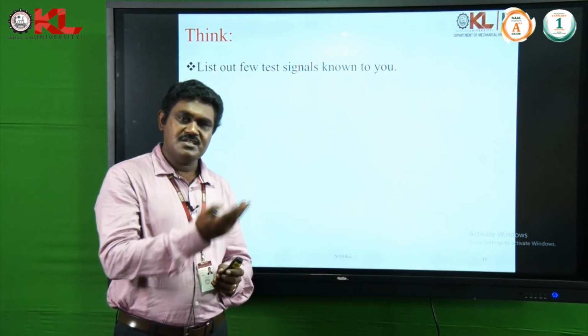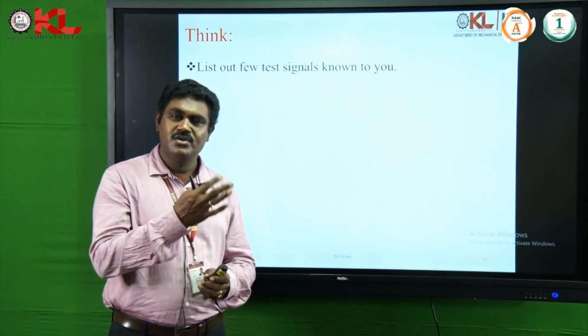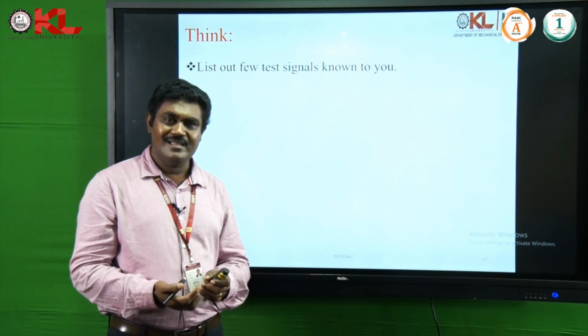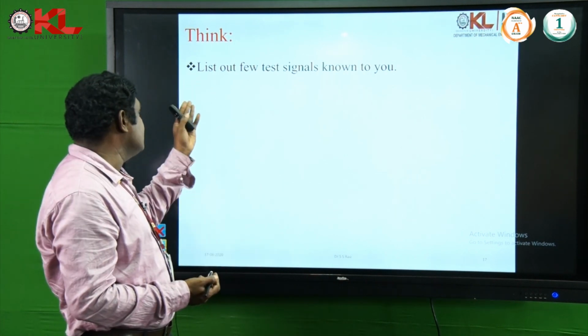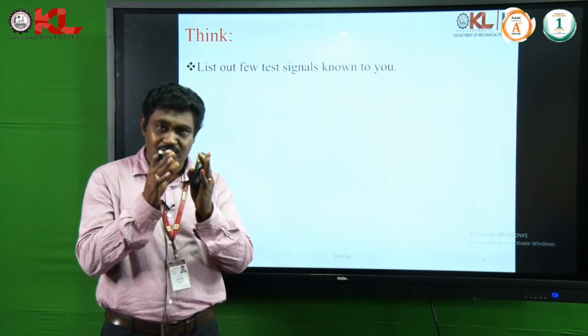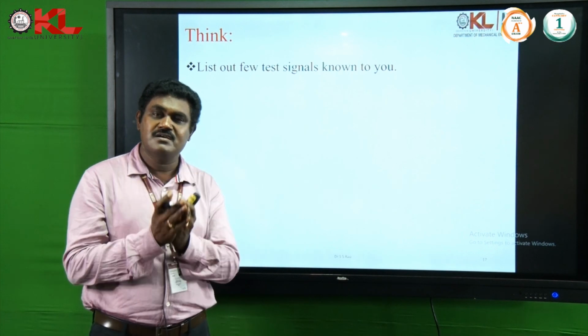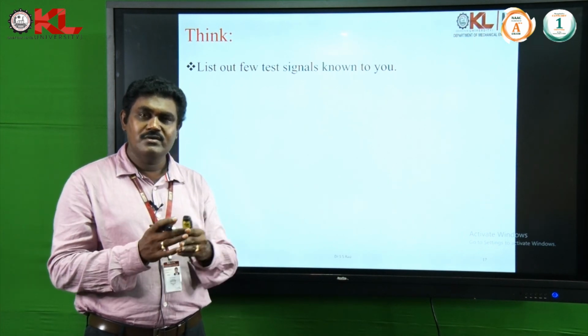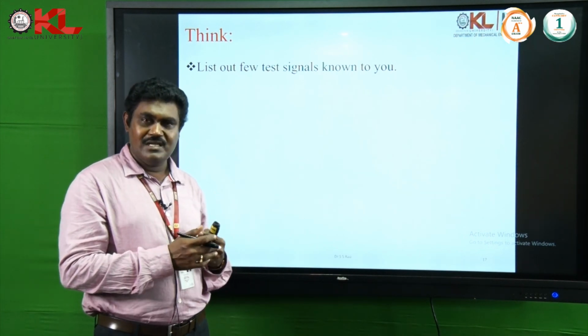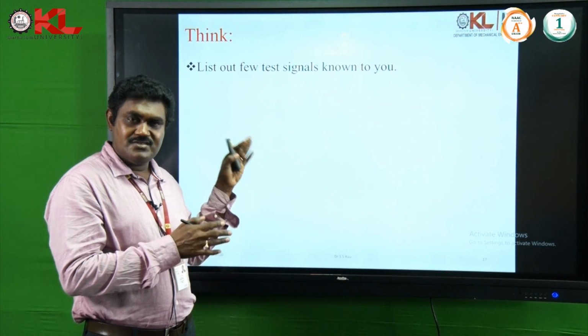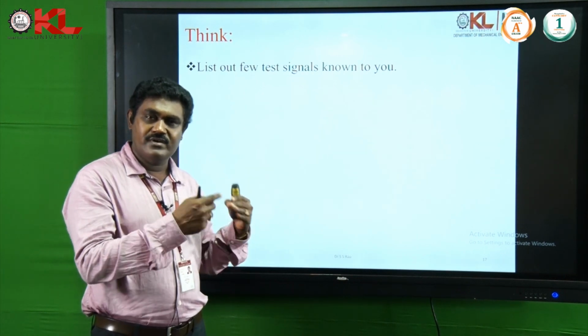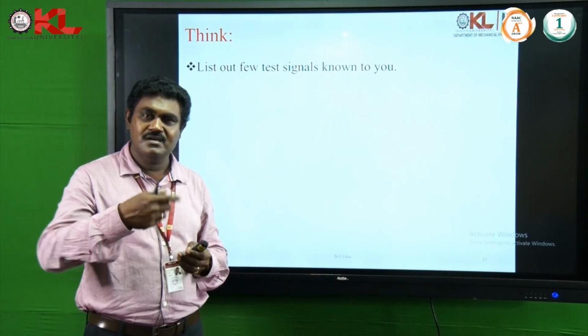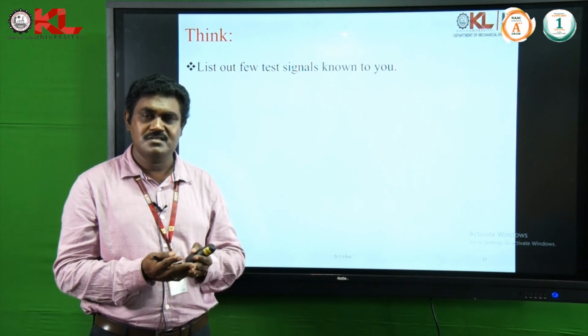These Laplace transformations are required for framing the different equations further. Now we have listed the few test signals that you come across, and we can study the behavior of these test signals. It is very much required for carrying out the time analysis of any control system.